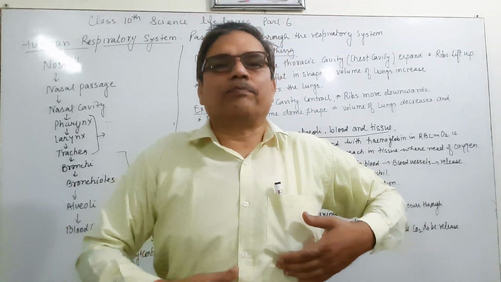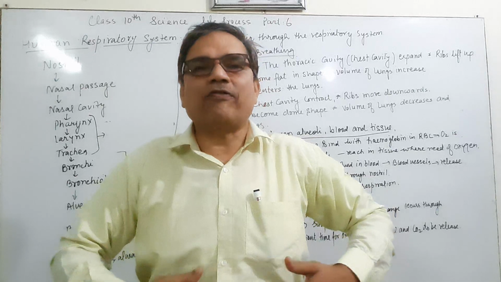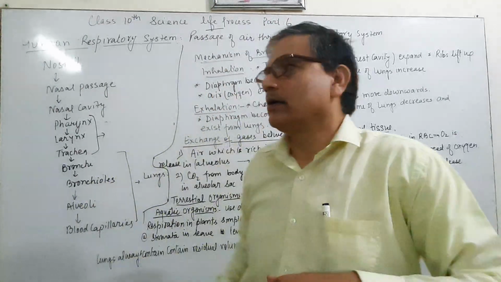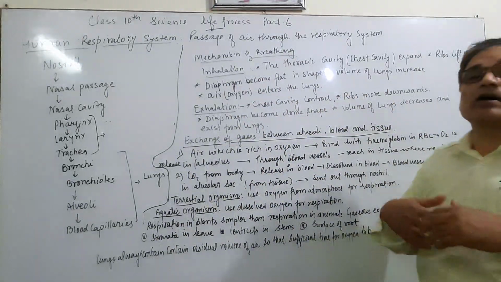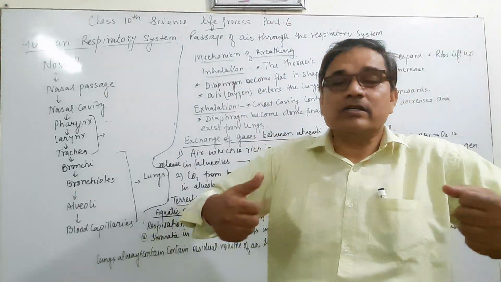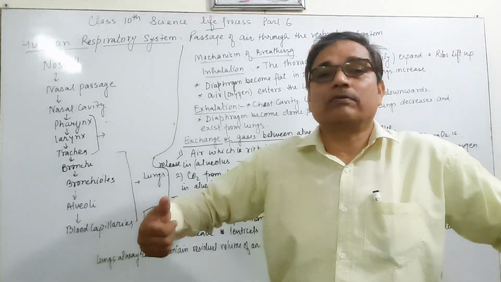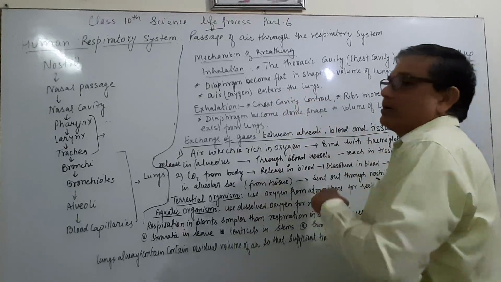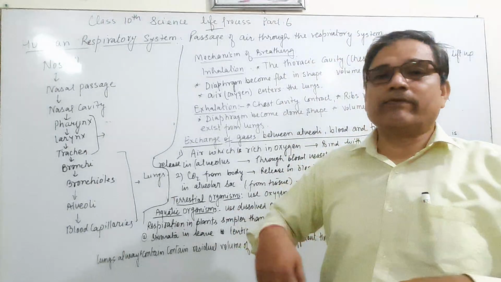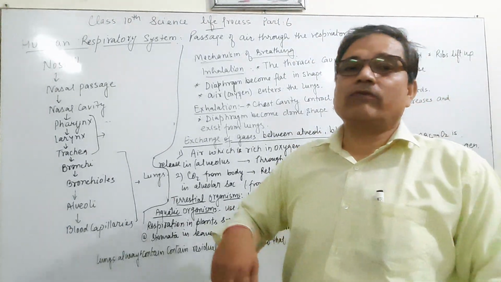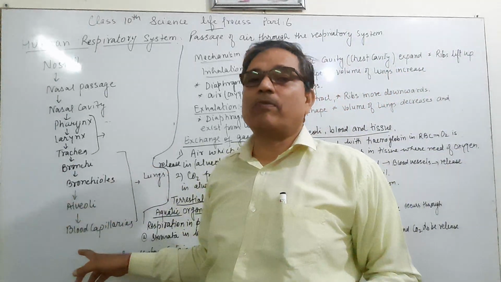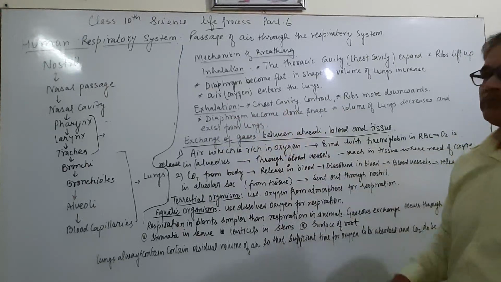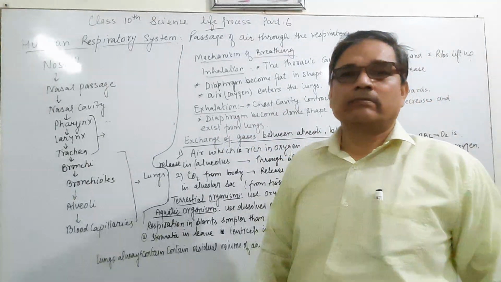There is a diaphragm, and this diaphragm becomes flat when we inhale, and the volume of the lungs will increase. Why? Because of the increase in the surface area of the alveoli, air enters the lungs, and now that oxygenated air will reach all the cells with the help of blood capillaries. And exhalation means releasing of carbon dioxide.